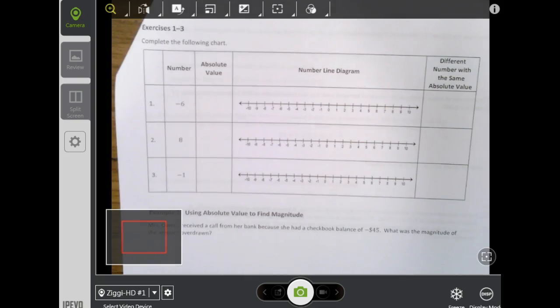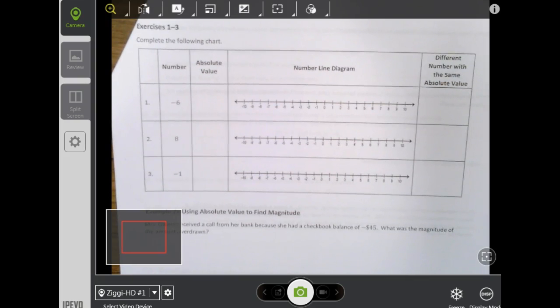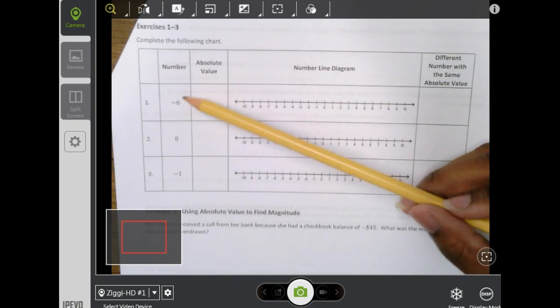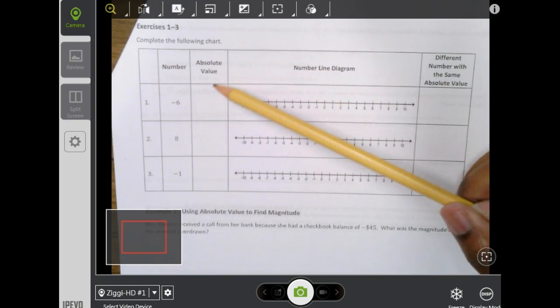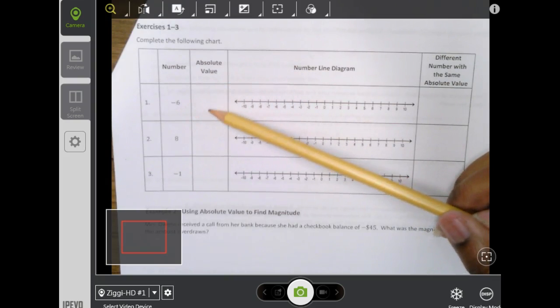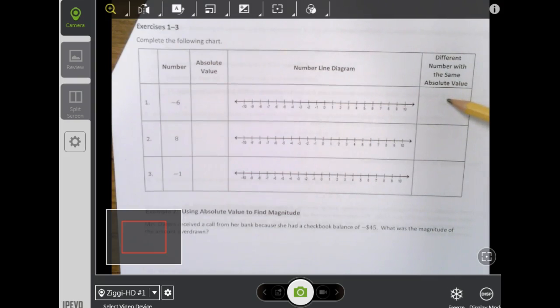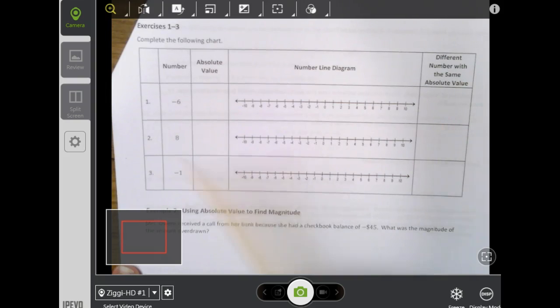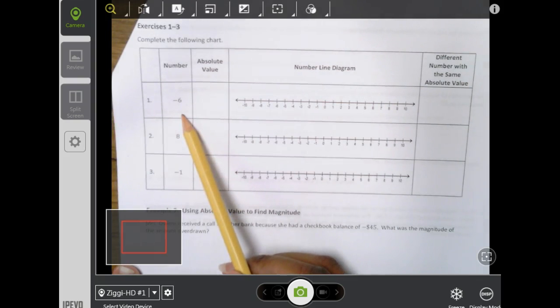Now turning your packet to S.43, exercises 1 through 3. Let's look at exercise 1. In this example, it gives you a number, negative 6, and you are to find the absolute value. On the other side, you are to find a different number with the same absolute value. So let's look at the first one, negative 6.